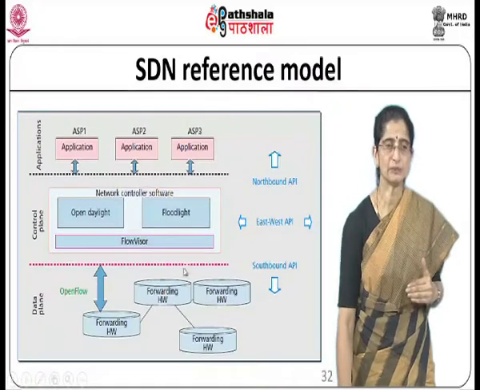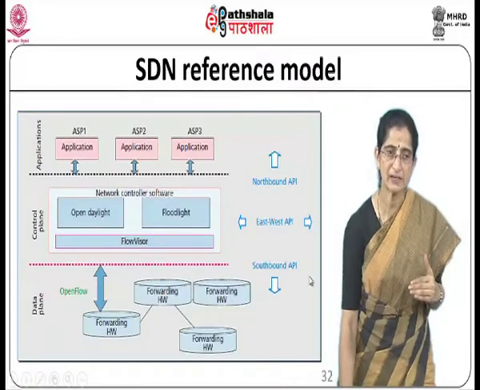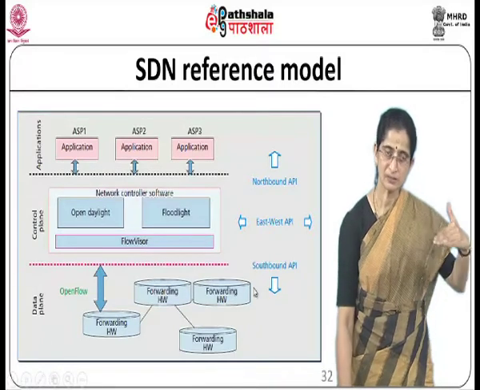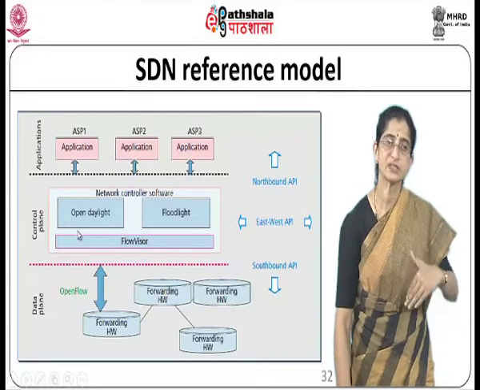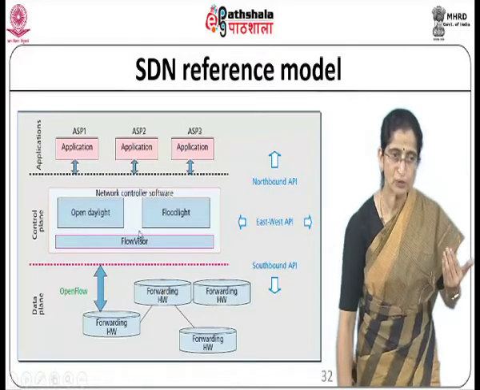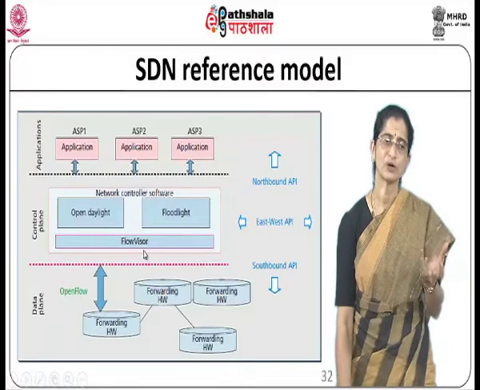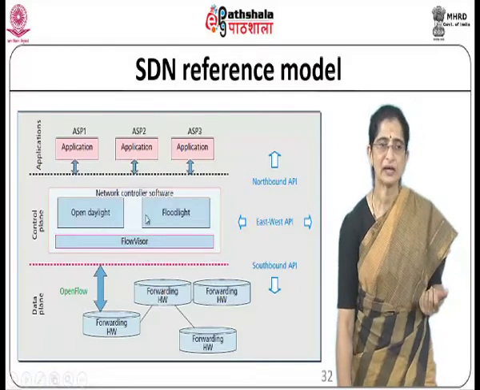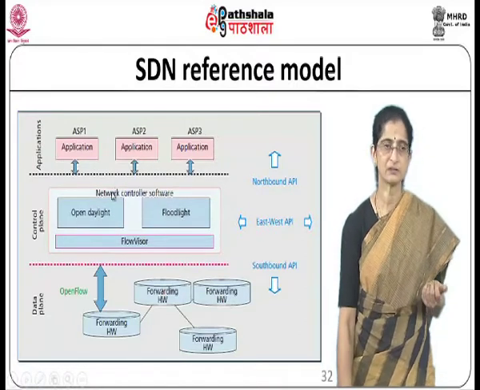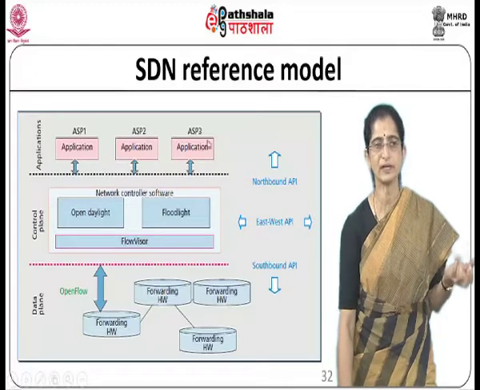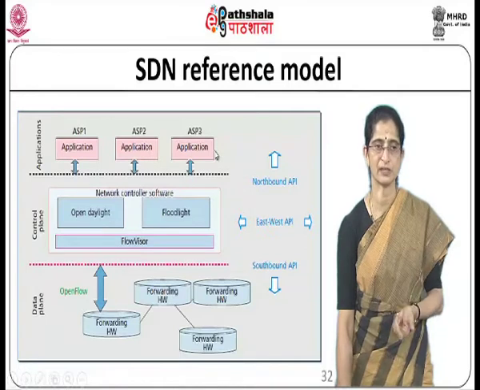Now, if you look at the protocol-wise SDN reference model, you can see what is happening here. We have the data plane on the devices, on the switches, and then we have the control plane, which is on a controller. This control plane will have a hypervisor or a FlowVisor, the virtualization layer, and they can have different controller software running on it, and this in turn would provide services for different applications to run. So, you can have application-specific ASP1, ASP2, ASP3 and so on.